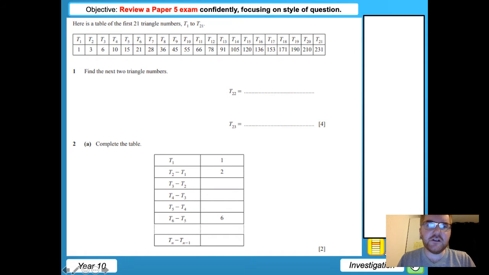So the first question is all about triangle numbers. So that's going to be the theme of this paper 5. You're given this list of triangle numbers. So the first triangle number is 1, the second triangle number is 3, and so on.